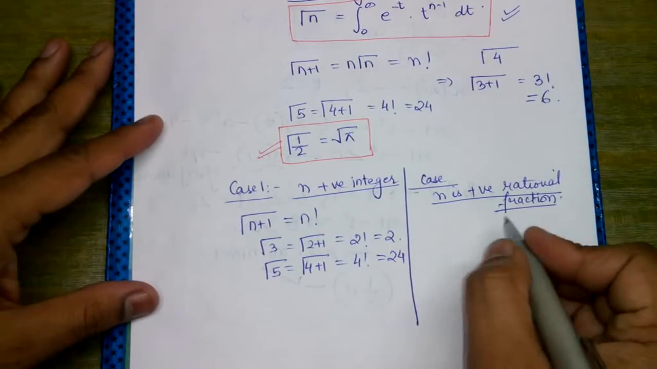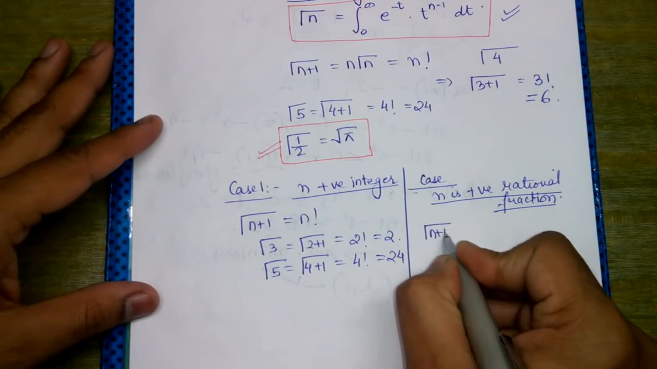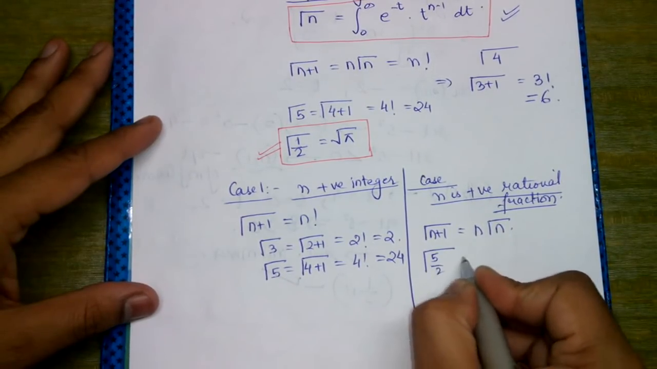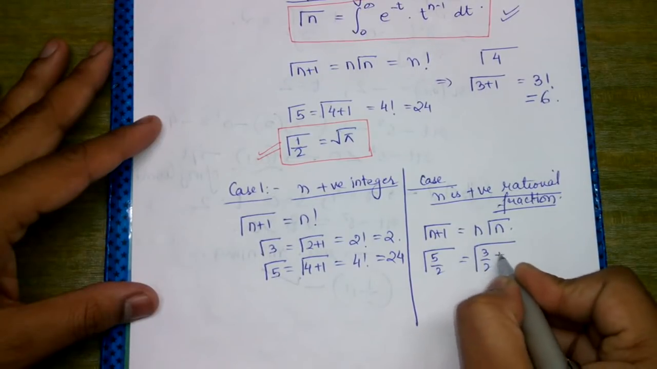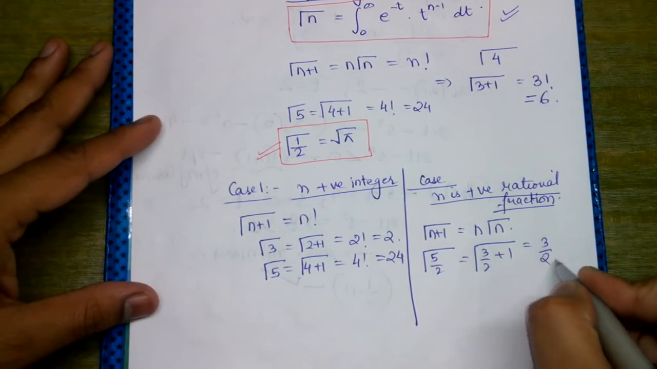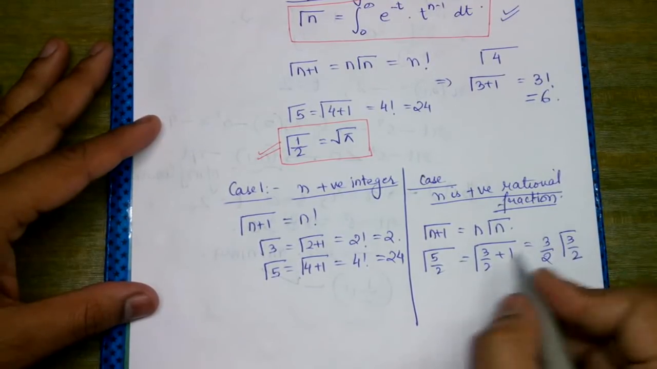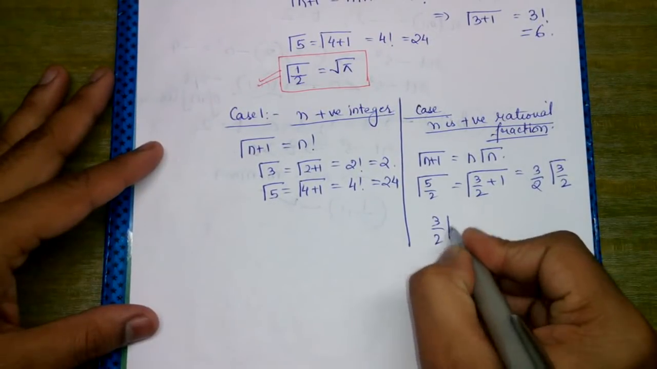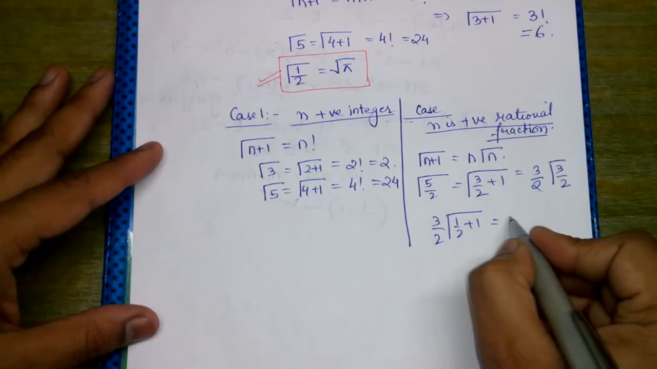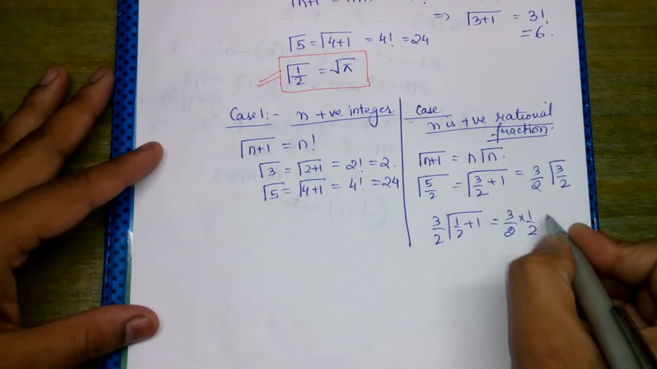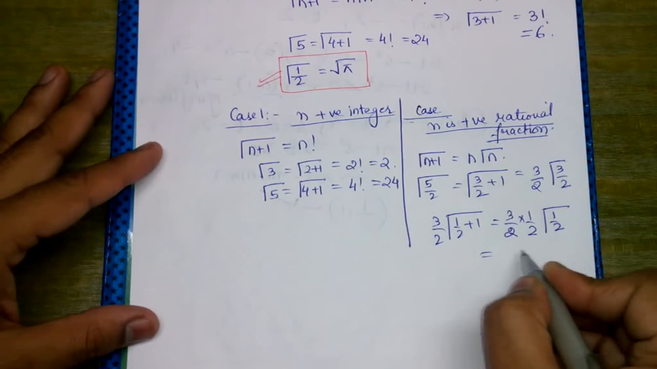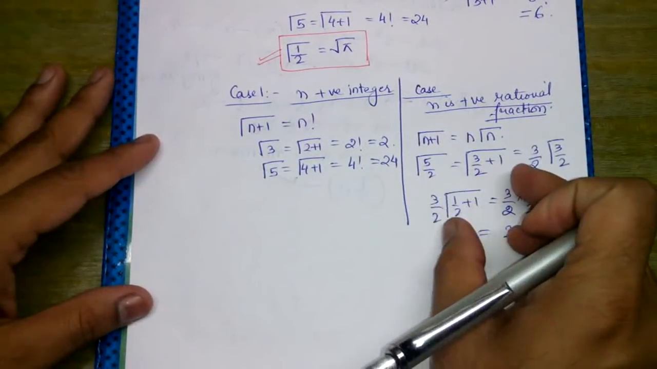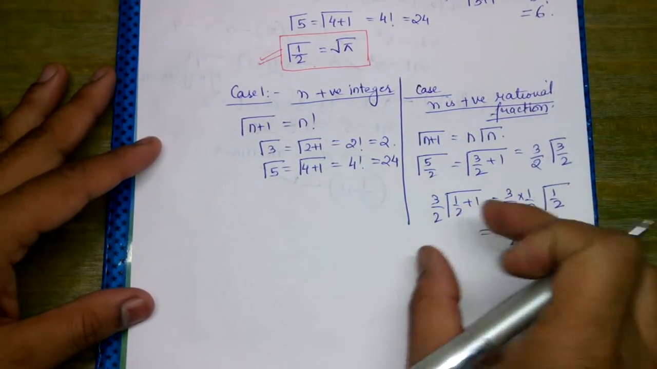Now let us say that n is a rational fraction, then gamma of n plus 1 would be equal to n gamma n. So gamma of 5 by 2 can be written as gamma of 3 by 2 plus 1, and this can be simply 3 by 2 gamma of 3 by 2, because here the value of n is 3 by 2. So we can also write this as 3 by 2 gamma of 1 by 2 plus 1. So this can be written as 3 by 2 into 1 by 2 gamma of 1 by 2, and hence this would be equal to 3 by 4 under root pi. Okay, so this is the case when n is a fractional or a rational fraction.